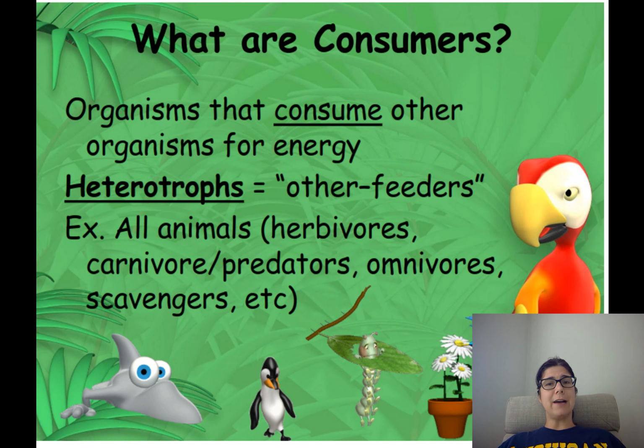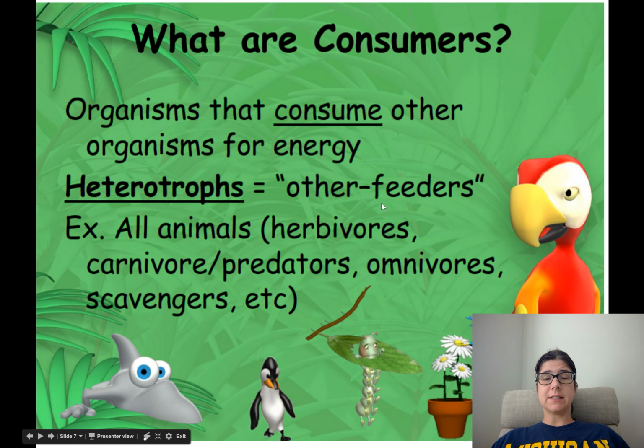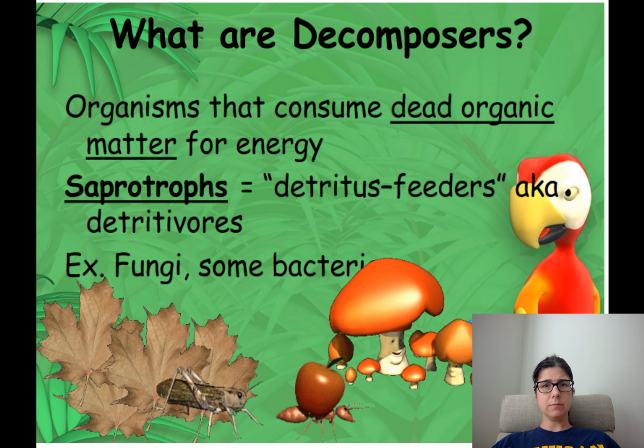The next type we have are consumers, and we're consumers. Organisms that consume other organisms for energy, meaning we have to eat things. These are called heterotrophs. Hetero means different or other feeders. All animals are heterotrophs. Herbivores eat grass. Carnivores eat meat. Omnivores eat a little bit of everything, but we all eat something. We all consume something. So we're heterotrophs or consumers.